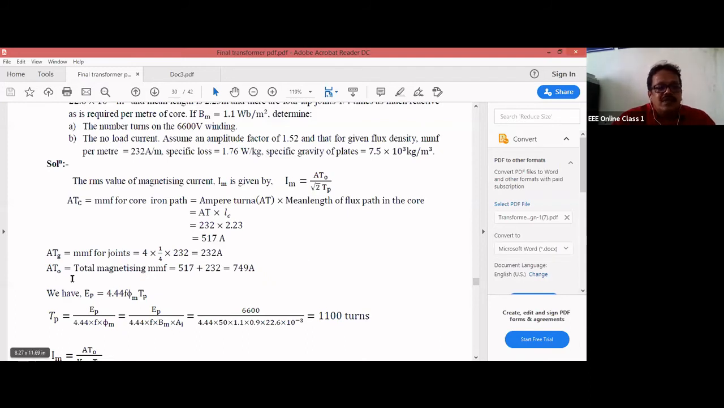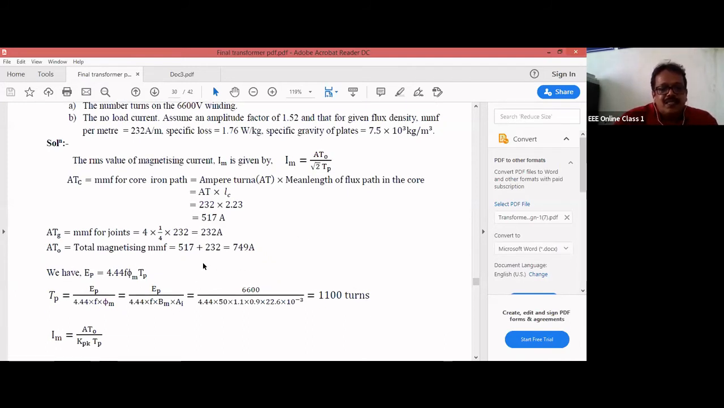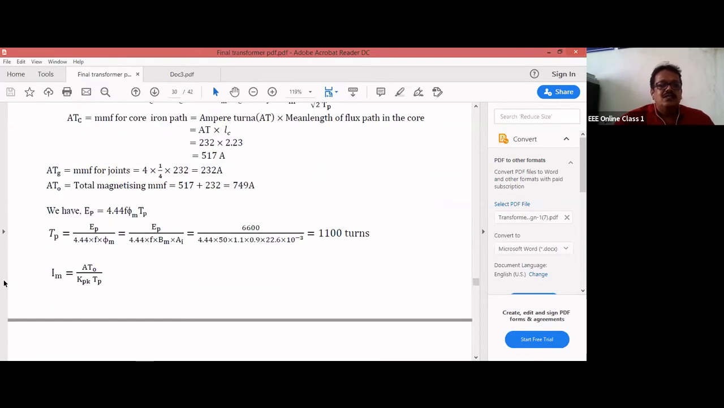After finding this, you can find AT naught, which is equal to the total magnetizing MMF. You add 517 plus 232, which is 749. TP is already calculated, and now we calculate IM.